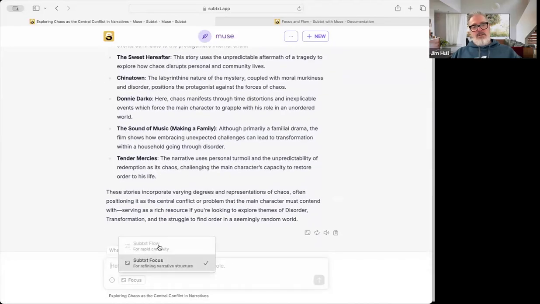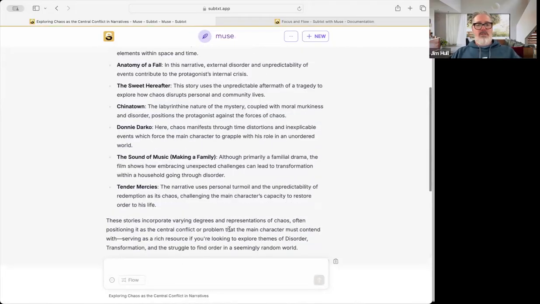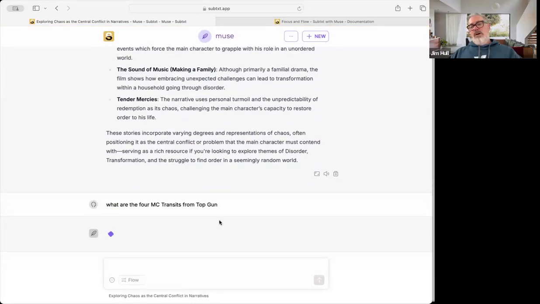So I put it back on flow here, and if I just say, what are the transits from, let's do Top Gun. Everybody loves Top Gun. This should be a lot quicker than that focus one, to give you an idea for it. And I see it's already here. The other one took almost like a minute and a half to get to this.